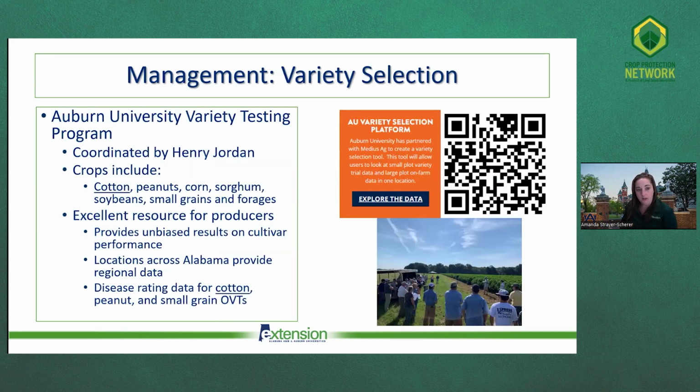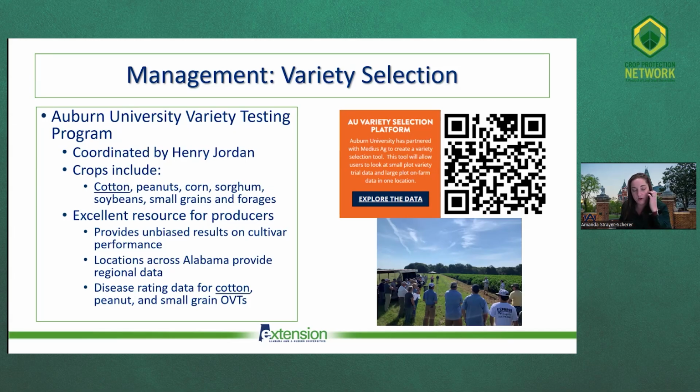And another thing I wanted to highlight, I've been partnering with Henry Jordan, who runs the Auburn University Variety Testing Program. For the past few years, I've worked with him on this. These variety trials include crops in addition to cotton, though obviously I'm going to highlight the cotton, but it also has data on peanuts, corn, sorghum, soybeans, small grains, and forages. And it's really an excellent resource for producers because you get unbiased data on these cultivar performances. And these locations are across Alabama, from South to North Alabama.